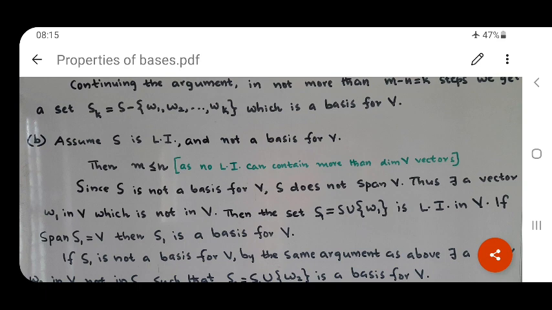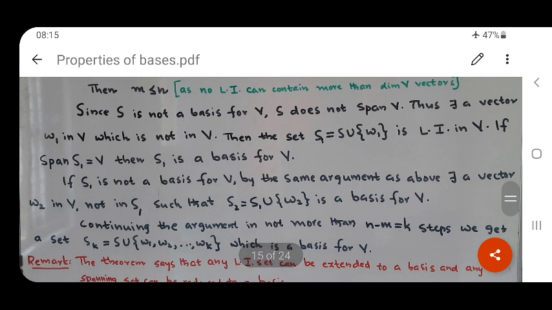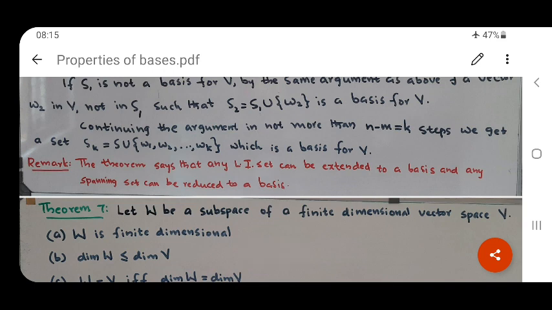Then the set S1 equal to S union singleton W1 is linearly independent in V. If the span of S1 is V, then S1 is a basis. Otherwise, there is another vector W2 which is not in the span, so that S2 equal to S1 union W2 is a basis if it spans. So continue the argument, in not more than n minus m equal to k steps, we get a set Sk equal to S union W1, W2, etc., Wk, which is a basis for V. So the theorem says that any linearly independent set can be extended to a basis and any spanning set can be reduced to a basis.